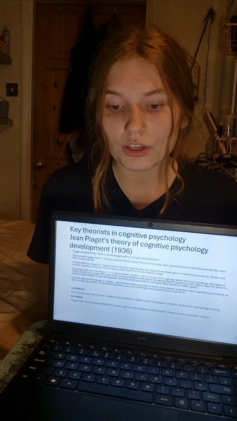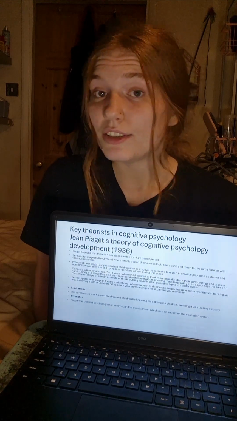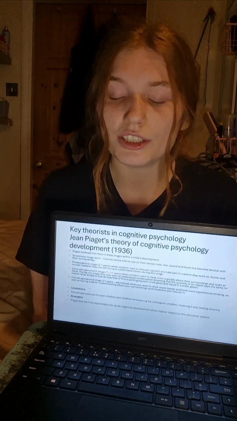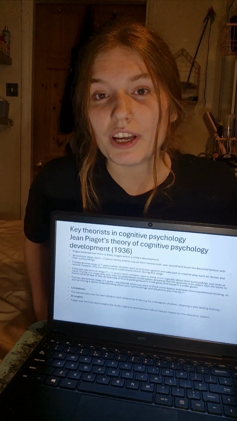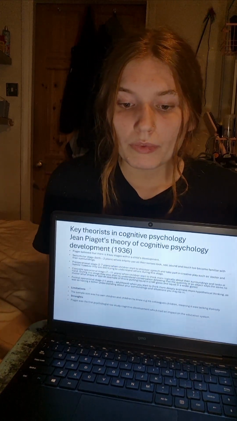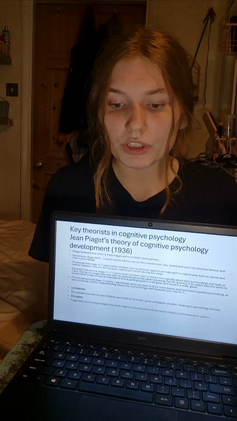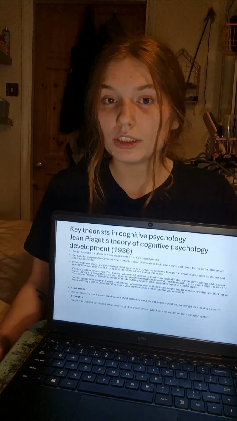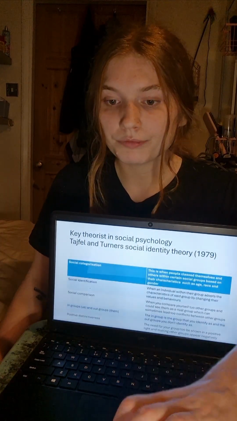The limitations are the sample size was his own children. He knew they were also his colleagues' children, so it lacked diversity. Strengths. Piaget was the first psychologist to study cognitive development, which had an impact on the educational system.